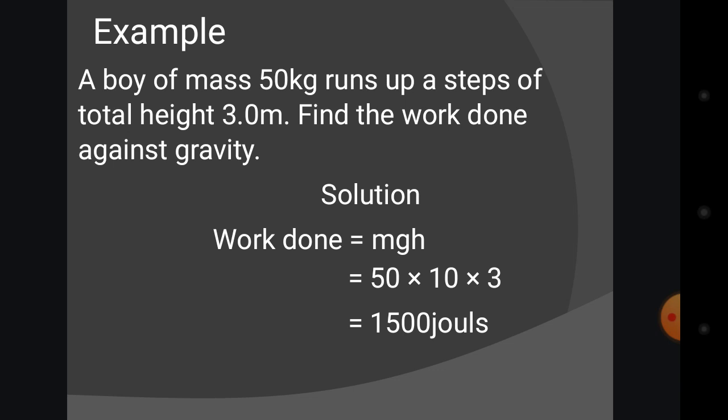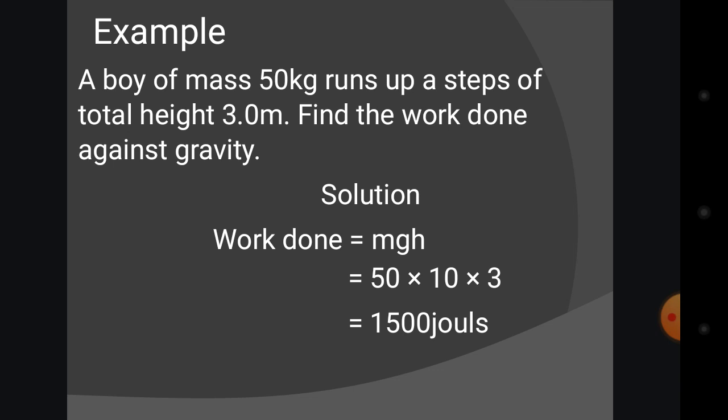So the formula for work done, W, work done, is equal to mgh, that is mass multiplied by g, the acceleration due to gravity, multiplied by the height. So this is the formula for the work done. Here we will just put our values: m has a value of 50 kilogram, multiplied by 10.